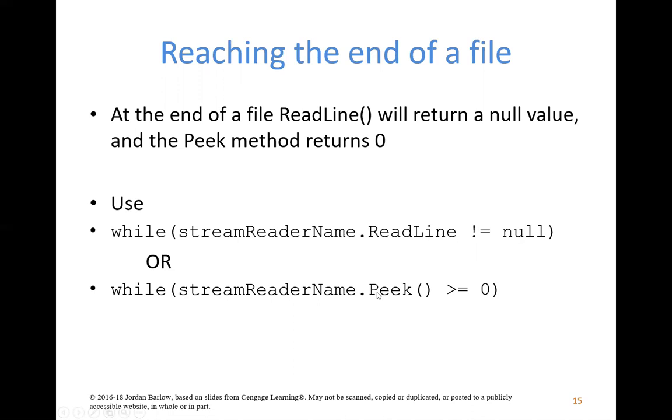There's a really neat method called the peek method that is built into a stream reader. And when there are still lines left in the file to read, the peek method returns a value of 1. And when there are no more lines to read, the peek method returns a value of 0. So we can use a loop statement saying, while the stream reader peek method is greater than 0, then keep repeating the code to read the next line of the file. I'll show you an example of this in just a second.